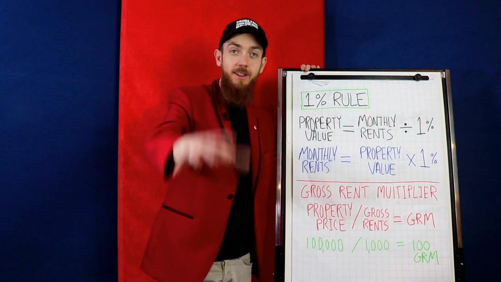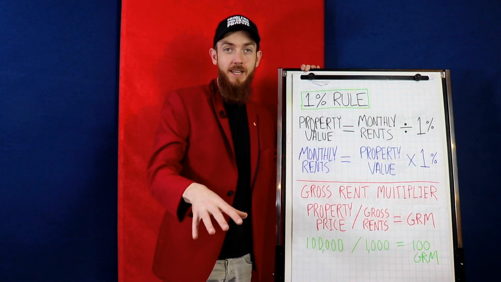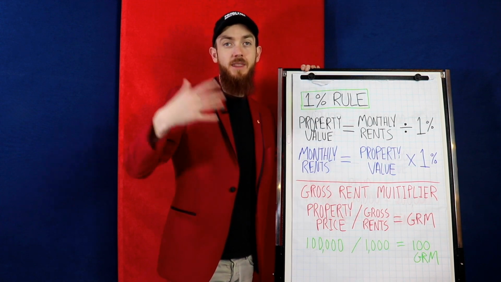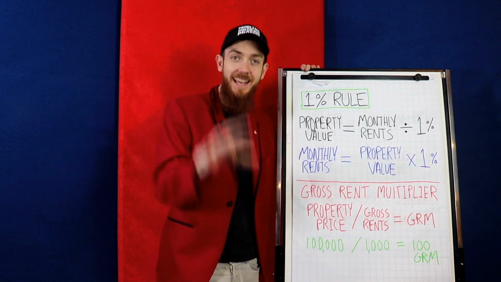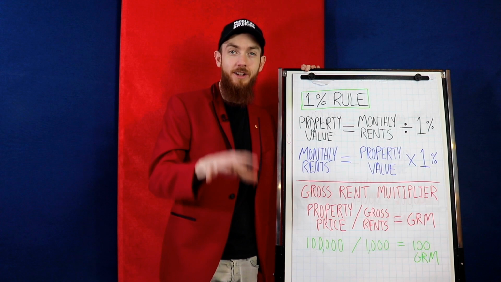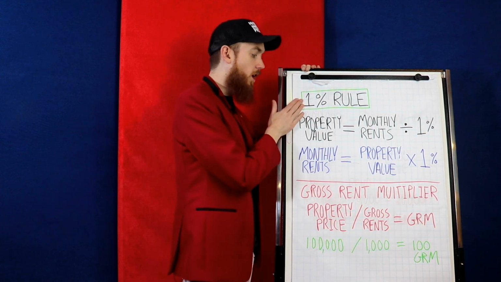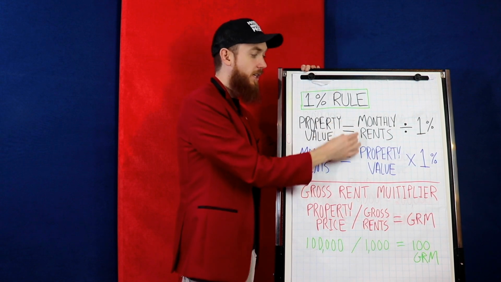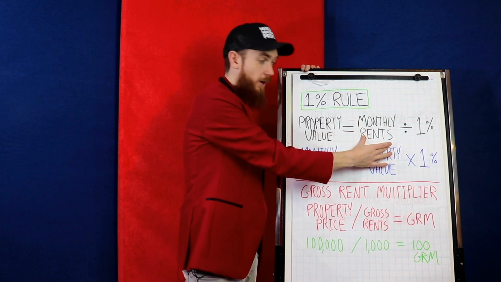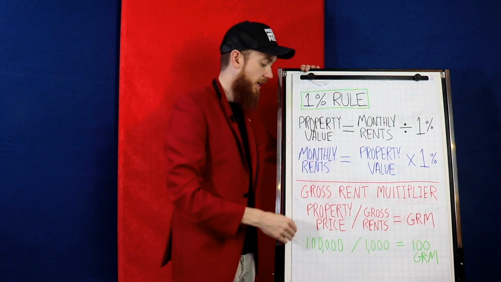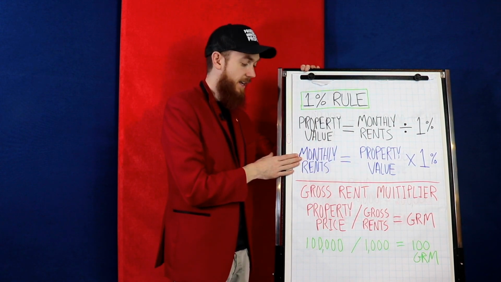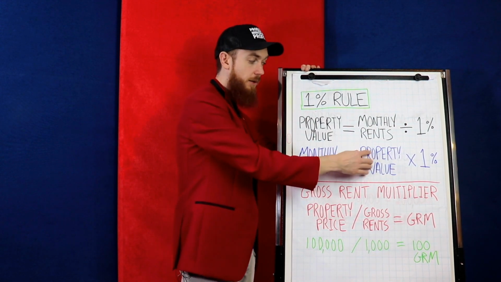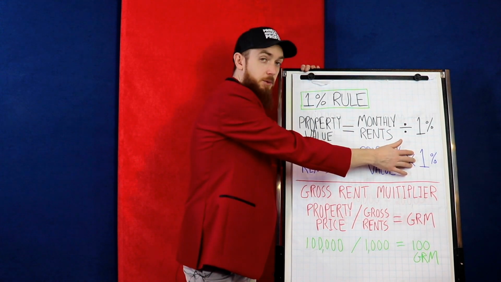All right, now let's dive into exactly what the 1% rule is. I'm also going to share some theoretical examples for you, and later in the video we'll dive into some real life examples. So the 1% rule, simply stated, means a property value should equal the monthly gross rents divided by 1%. Or another way of looking at it is monthly rents should equal the property value times 1%.